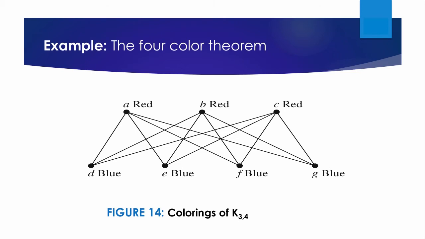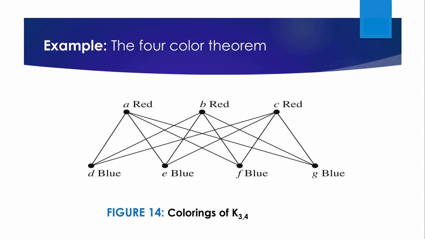This means that we can color the set of m vertices with 1 color and the set of n vertices with a second color, because edges connect only a vertex from the set of m vertices and a vertex from the set of n vertices. No two adjacent vertices have the same color. A coloring of K_3,4 with two colors is displayed in figure 14.